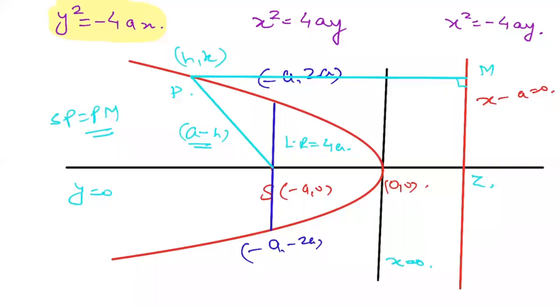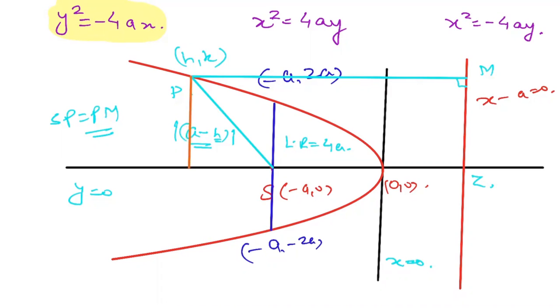SP is the length, right? So this is always with the mod, right? H is negative because it is in the second quadrant. A would be positive, so length will be a plus h. How this is working, you can see there.